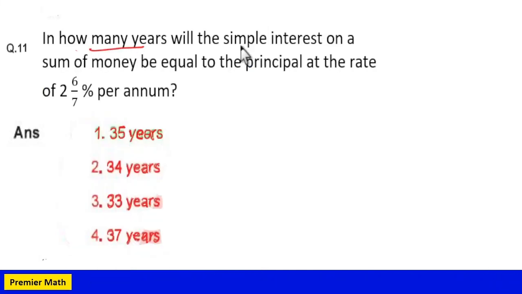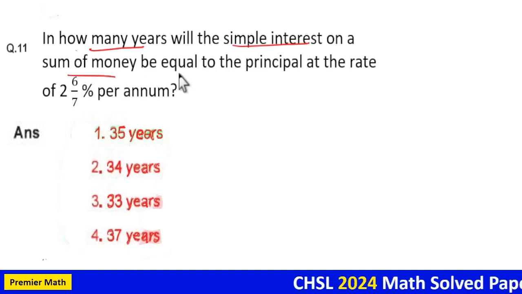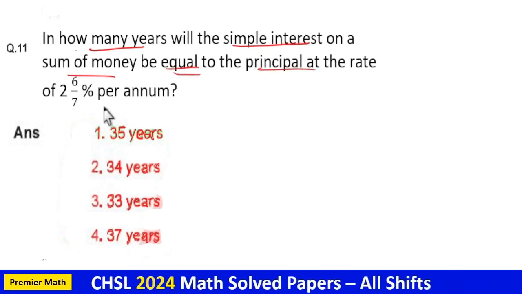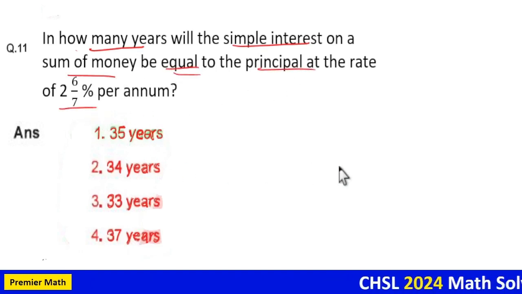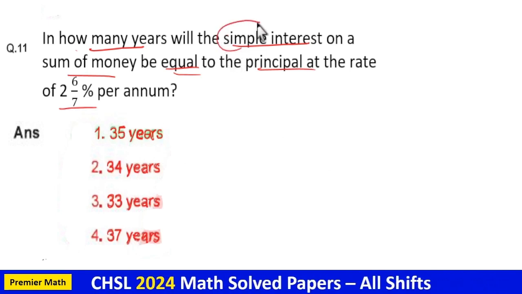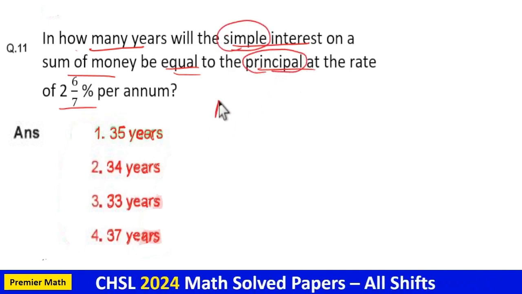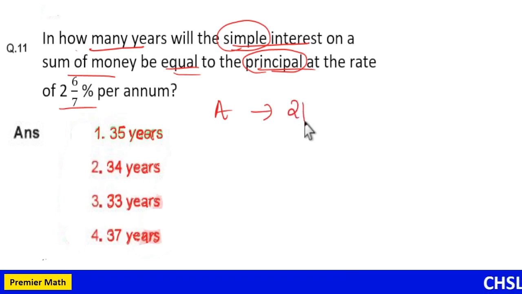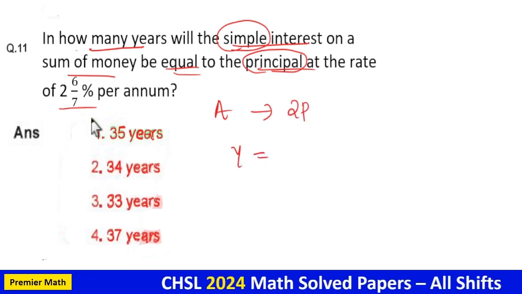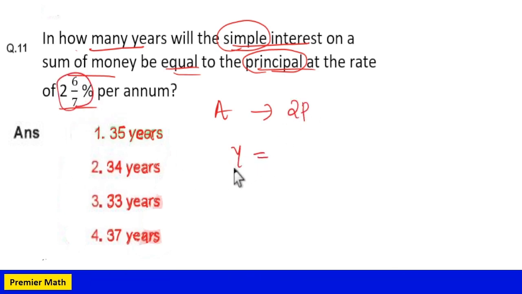In how many years will the simple interest on a sum of money be equal to the principal at the rate of 2 into 6 by 7% per annum? Here we need to find out in how many years simple interest becomes the principal. That is, the amount becomes 2 times the principal in y years at the rate of 2 into 6 by 7%.